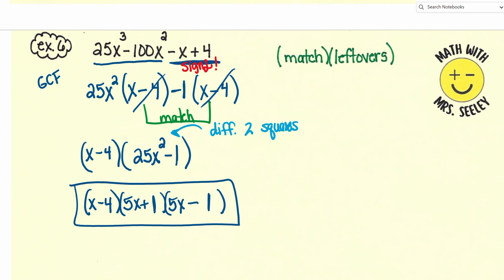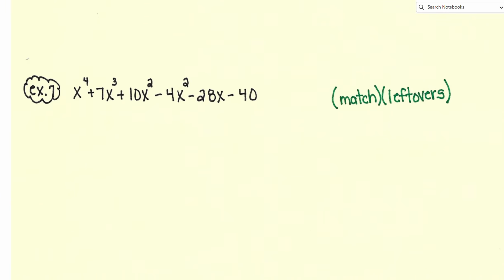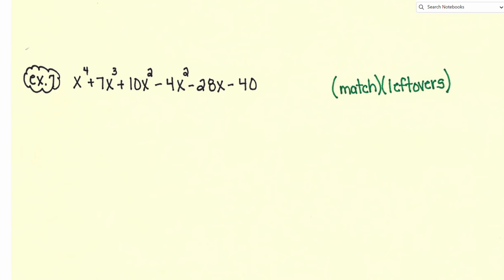All right, last one, and I wanted you to see a 6-term problem. When you have 6 terms, you're still going to treat it the same way in the sense that you're going to group. Let's group the first 3 and the last 3. And let's take out a greatest common factor.